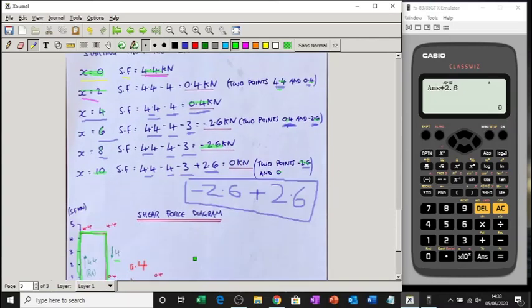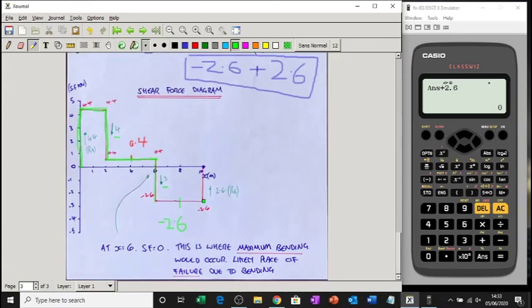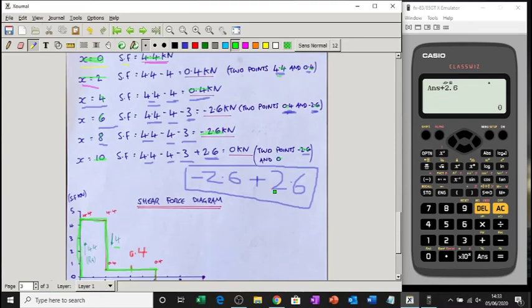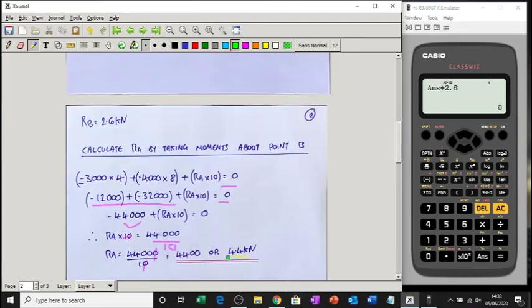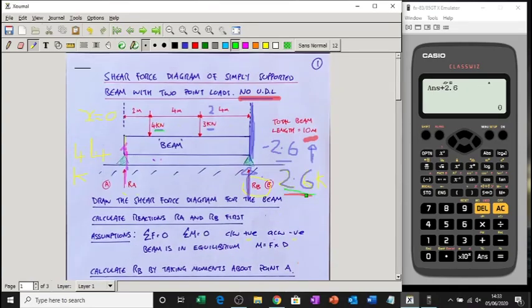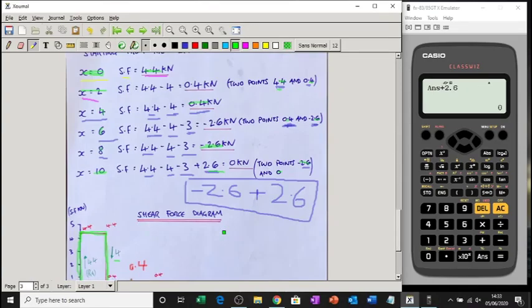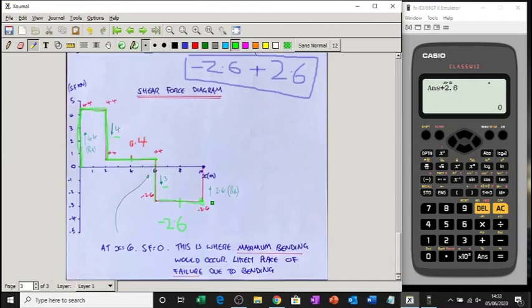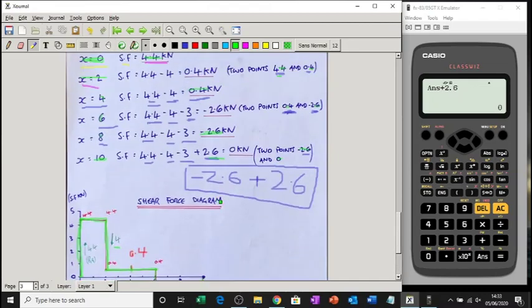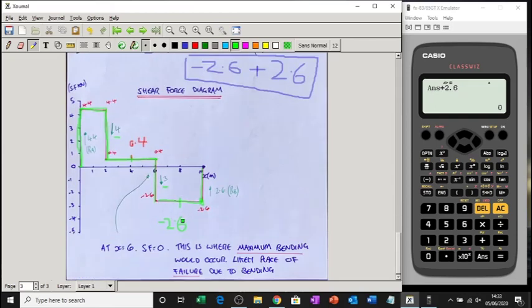At x equals 10, we're going to get 2 points. We're going to get minus 2.6, and then we're going to get 2.6 coming up, because we've got this force here coming up. So minus 2.6, and then we get this coming back up to 0. So there's my 0. So 2 points, minus 2.6 and 0. And that's my shear force diagram.